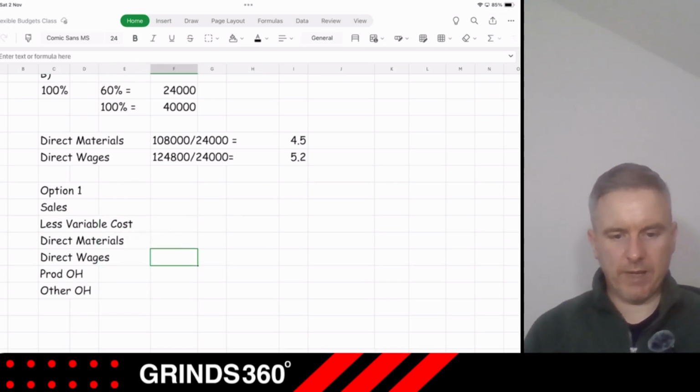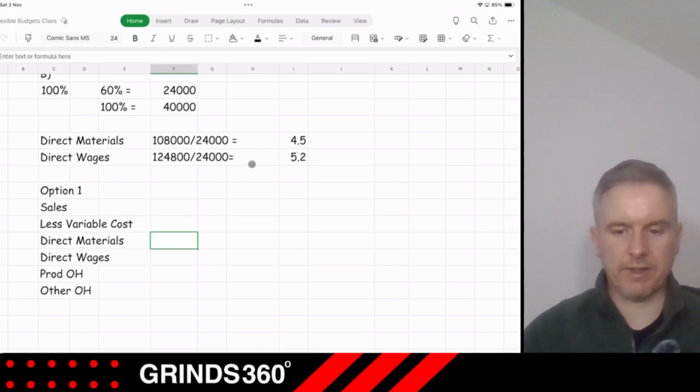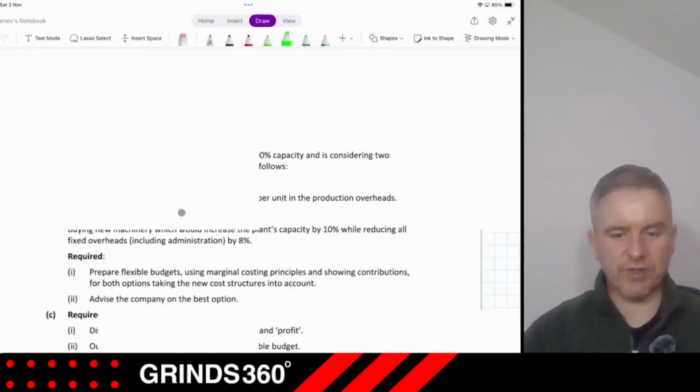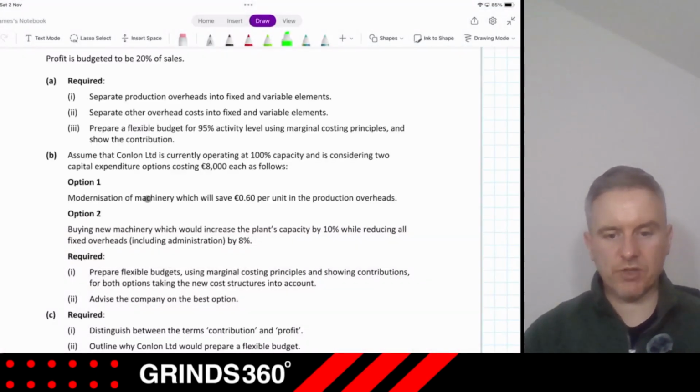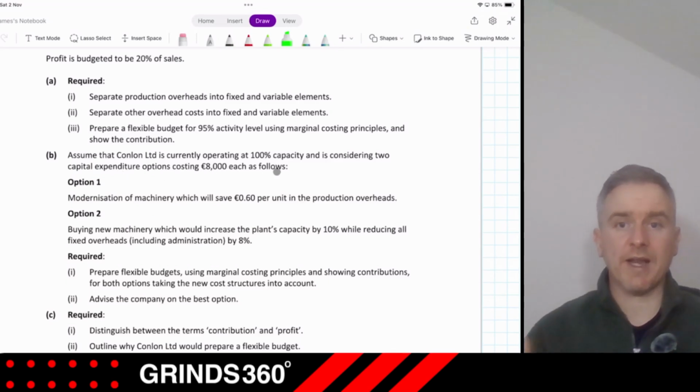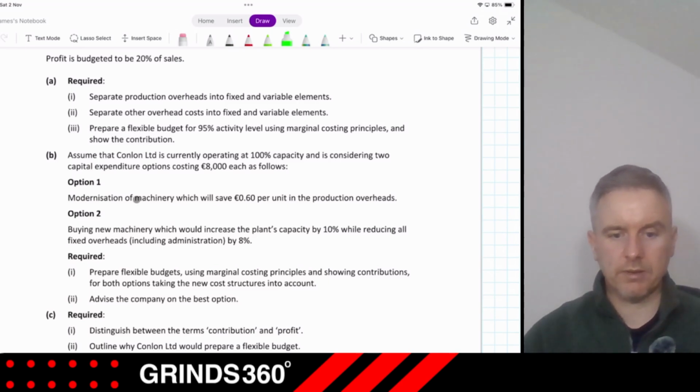So let's look at what's going to happen here. So my direct materials, okay, they are 4.50 per unit. Nothing has changed in option 1 for that. Modernization will save 60 cent per unit in the production overheads, but currently operating at 100% capacity, considering 2 capital expenditure options costing 8,000 each as follows. Okay, so they are your capital expenditure items. You are going to spend that 8,000, so that is gone. That is going to come out of there no matter what happens. So what will the benefit be, I suppose, is what we need to look at.